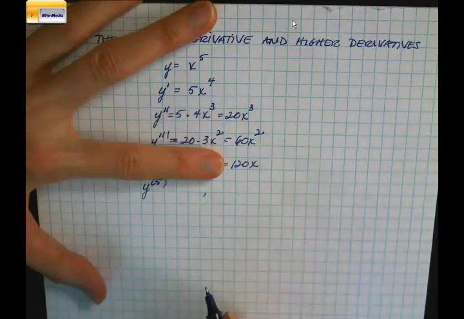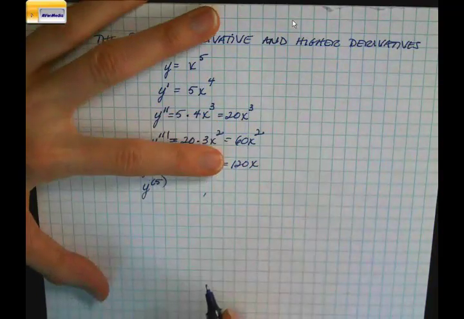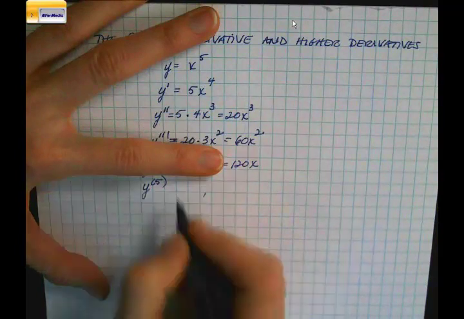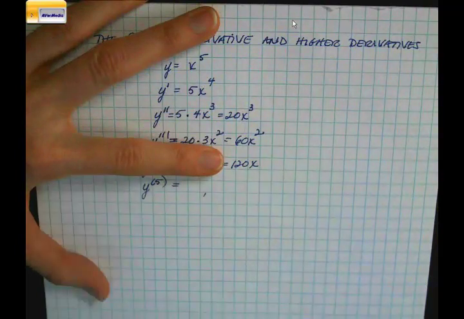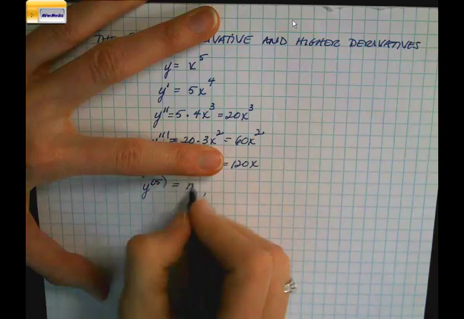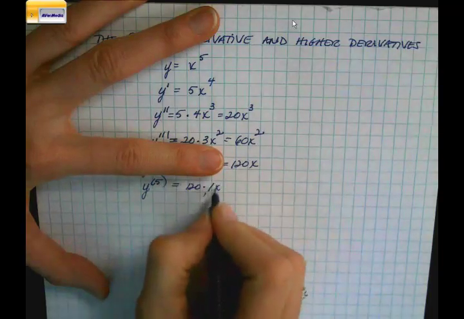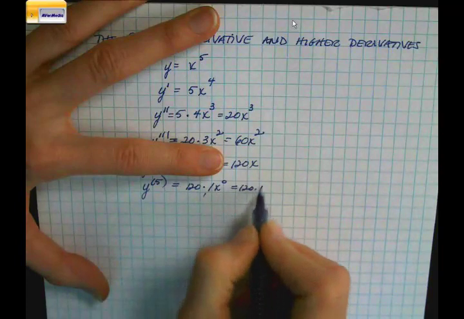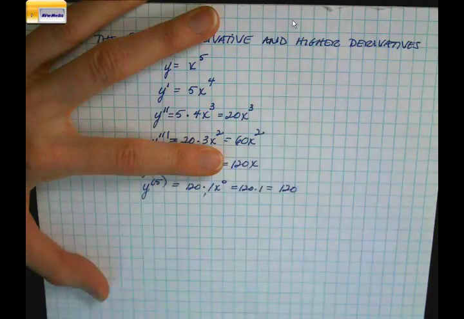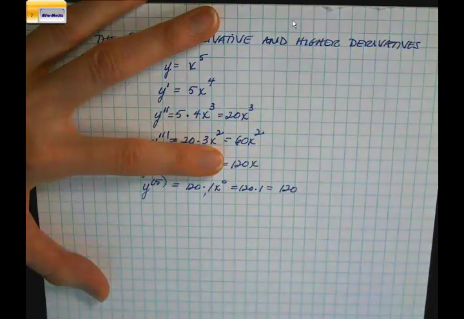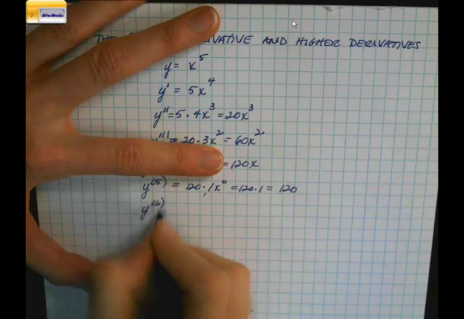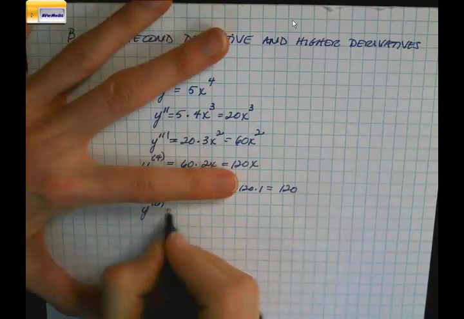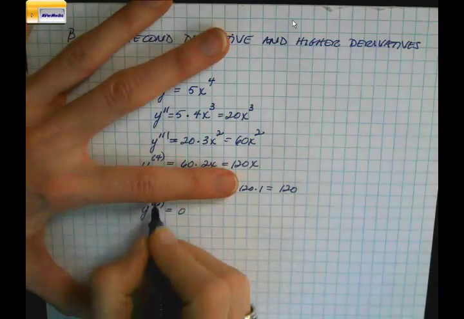The fifth derivative is the derivative of 120x, which is what? 120. We know it's 120, but the whole process is that it's 120 times 1x to the 0. But x to the 0 is 1, so it's 120 times 1, which is 120. So that's showing all of it, but I want you to be able to just say very quickly that it's just 120.